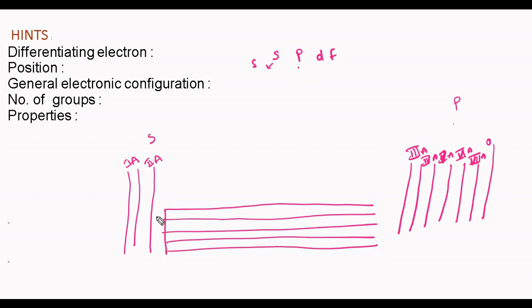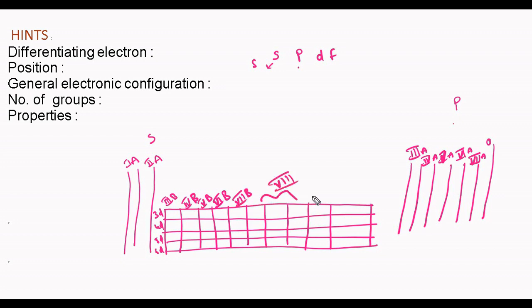This series contains 10 groups, right? This is 3d, 4d, 5d, 6d series. And this has 10 groups. 1, 2, 3, 4, 5, 6, 7, 8, 9 and 10. This is 3rd B, 4th B, 5th B, 6th B and 7th B. These 3 are 8th group. This is first B and this is second B.